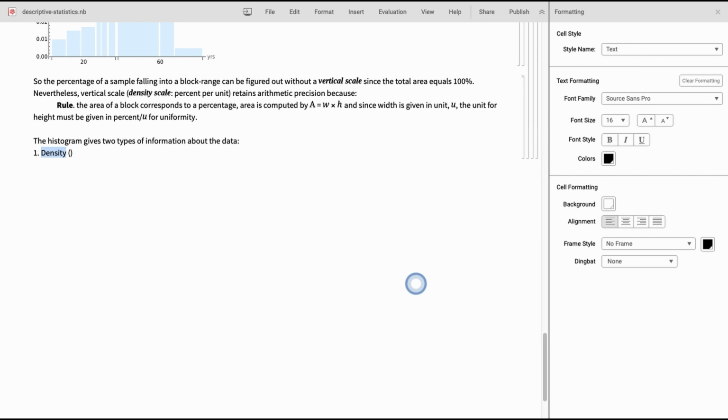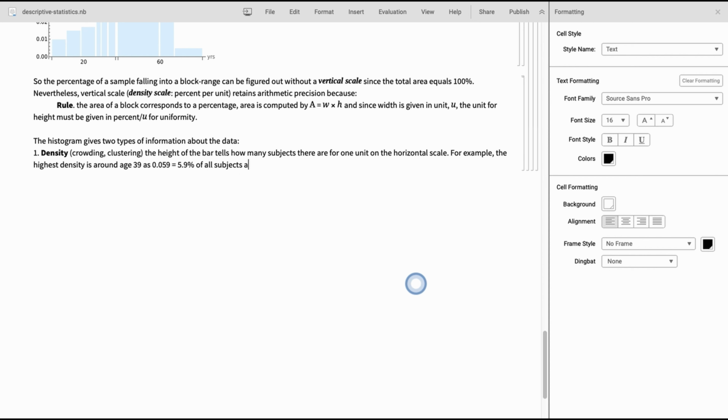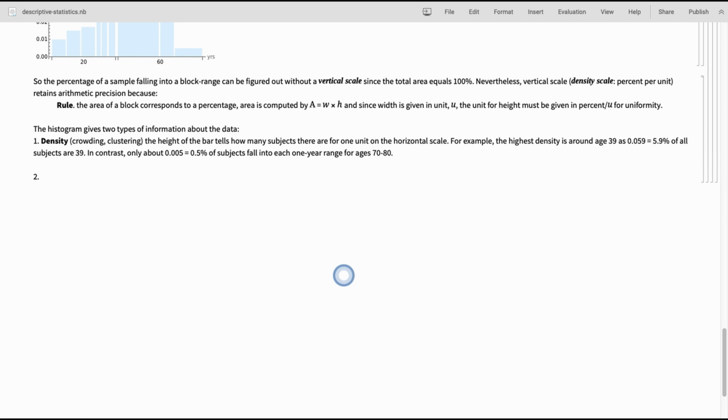First, the notion of density, or synonymously crowding or clustering. So in this case, the height of the bar tells us how many subjects there are for 1 unit on the horizontal scale. For example, the highest density is around age 39, as 0.059 or 5.9% of all subjects are 39. In contrast, only about 0.005 or 0.5% of subjects fall into each 1-year range for ages 70 to 80.